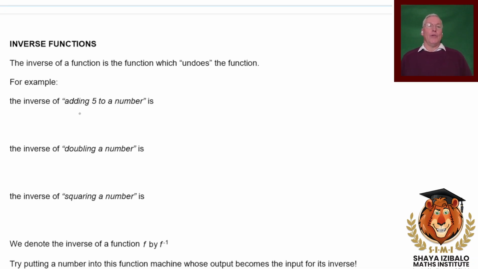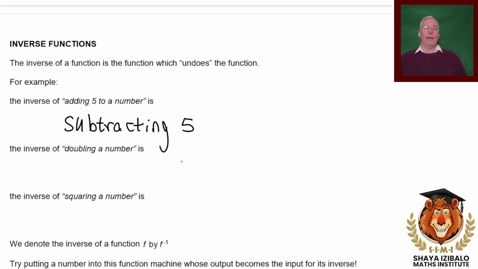What's the undoing of adding 5 to a number? How would we undo that? If I had 6 and I added 5, I'd get to 11. What would take me back to 6? That's right, subtracting 5. So adding 5 and subtracting 5 are inverse functions of one another. We actually call them inverse functions, but it's also okay if in your mind you think of them as undoing.